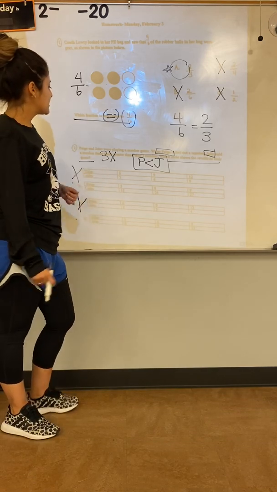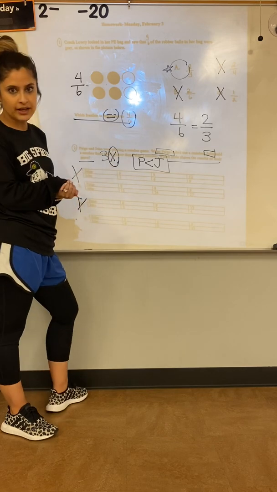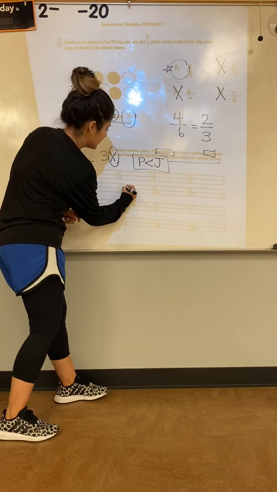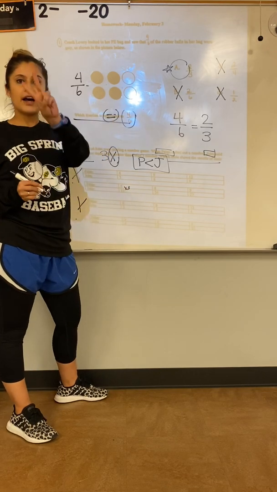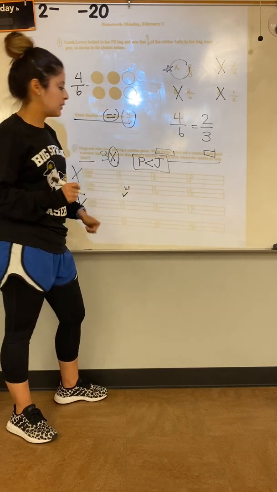The rule says that it's got to be 3 times greater, so we know that we're multiplying. So let's check this through B. Is 5 times 3 15? 5, 10, 15. Yes. We got to check it throughout the rest of the table.